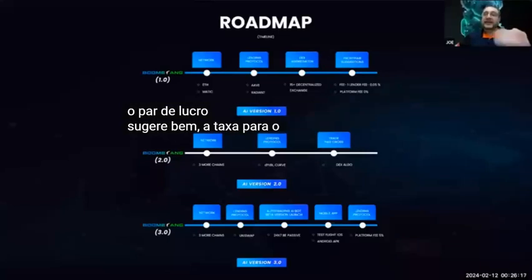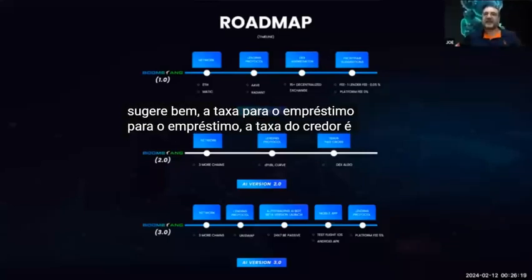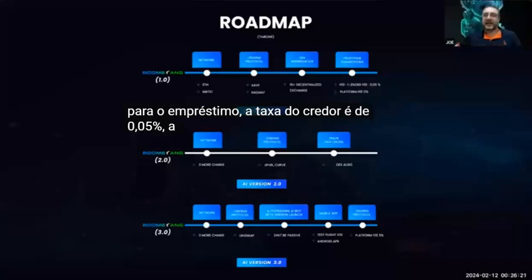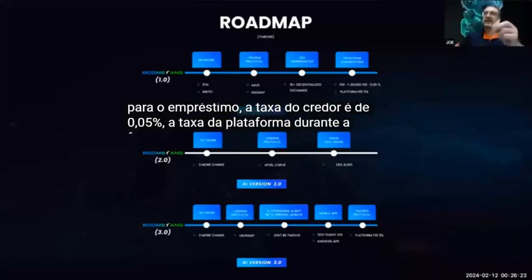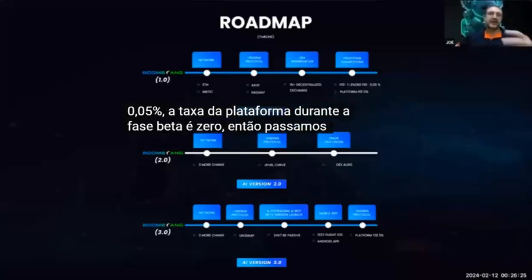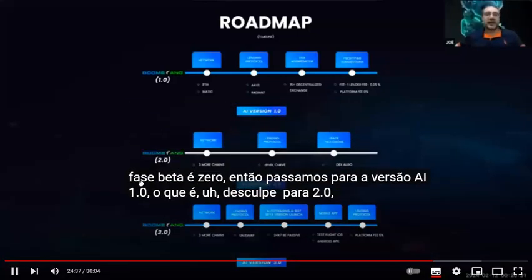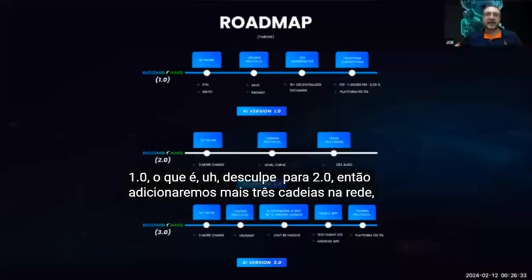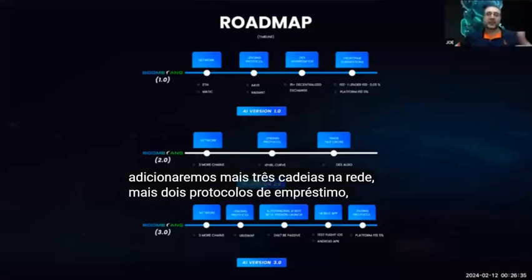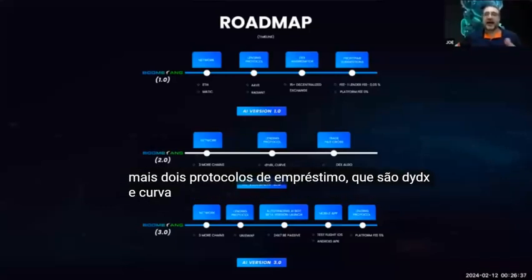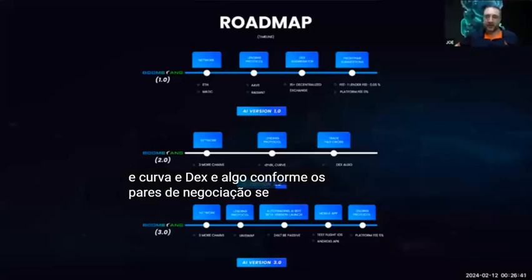The lender fee for the lending is 0.05%. The platform fee during the beta phase is 0. Then we move to AI version 1.0, which is to 2.0. Then we'll add 3 more chains onto the network, 2 more lending protocols, which are DYDX and Curve, and DEX and Algo as the trading pairs cross.